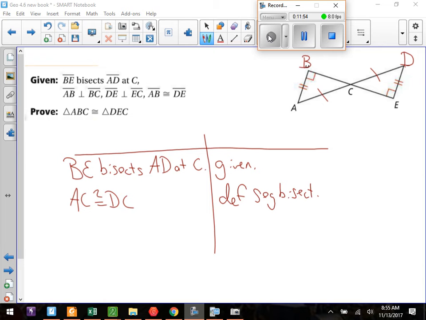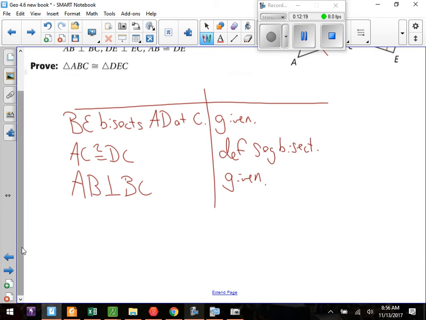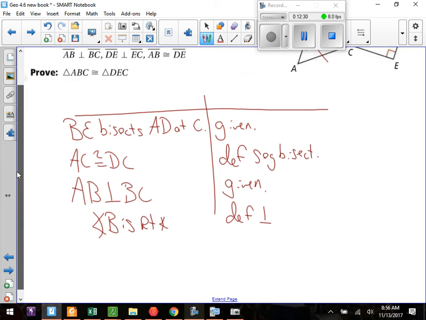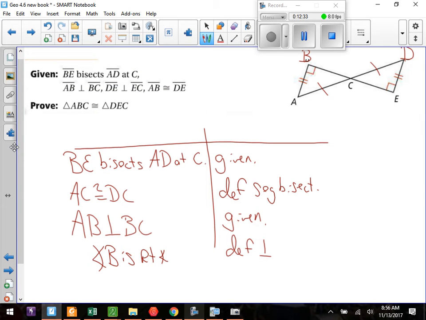Go to the next. AB is perpendicular to BC, which means what's created at that intersection? Right angle. So you state the right angle that's created. So is it okay if I just say angle B is a right angle? I can do that because there's only one vertex for B. So it's just writing it out a little bit less. Angle B is a right angle. Definition, perpendicular.